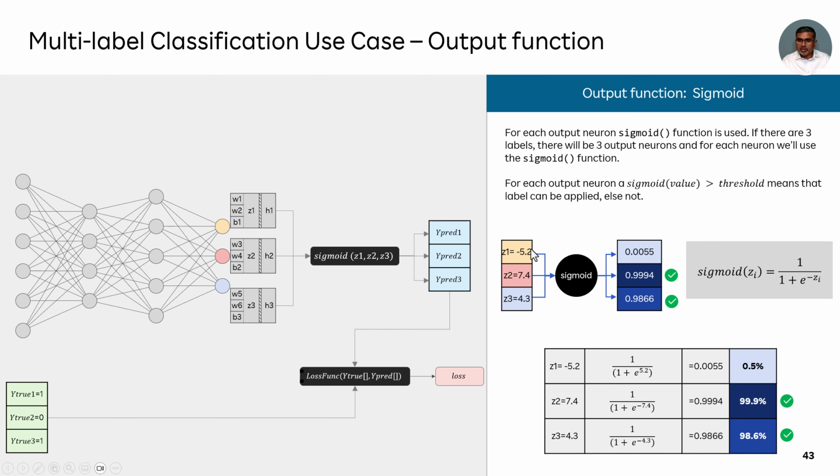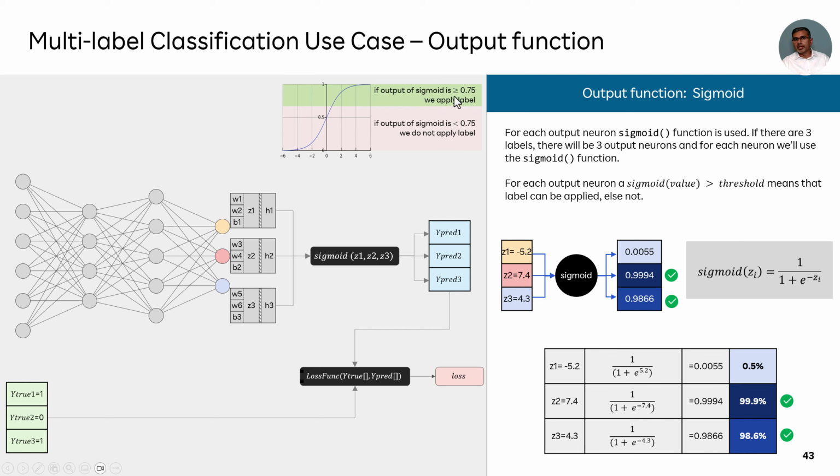So you apply a sigmoid of negative 5.2, it gives you a value of 0.0055. A sigmoid of 7.4 is 0.994. A sigmoid of 4.3 is 0.986. This is how you calculate it. Now, just by looking at this example, you can basically say that this neuron is 98.66 percent is what the sigmoid is saying. This is 99.94, and this is 0.5%, right? So this one you would say is activated, this is activated, this is not activated, correct?